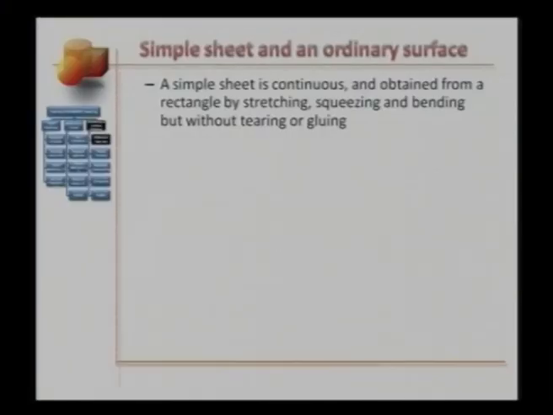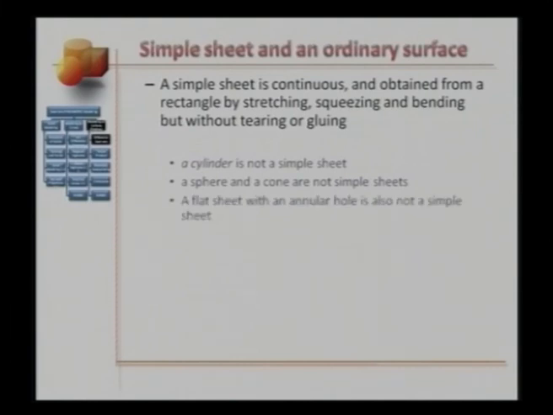Simple sheet and an ordinary surface. So what's a simple sheet? A simple sheet is continuous and obtained from a rectangle by stretching, squeezing, and bending, but without tearing or gluing. So these are some topological operations that we had studied way back while discussing solid modeling. A cylinder will not be a simple sheet. Why is that so? Because we'll have to cut it to be able to get a rectangle. Likewise, a sphere and a cone are not simple sheets because there are cutting operations involved. A flat sheet with an annular hole is also not a simple sheet.